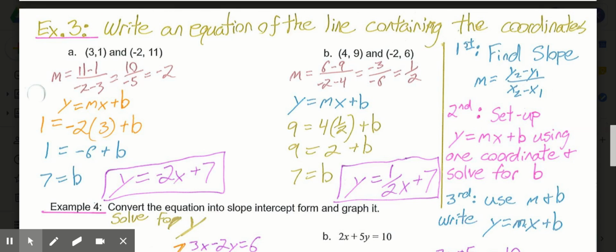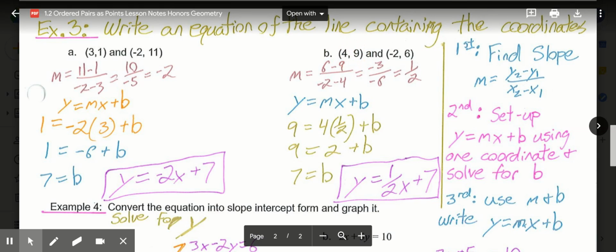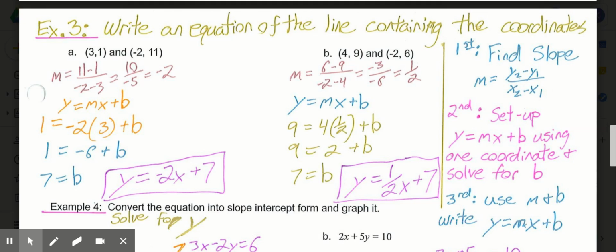Now, because we're dealing with slope, I would advise to leave it as a fraction, not to write it as a decimal. Now, in our next step, we're going to set up the equation in slope-intercept form, plug in the slope, and plug in one set of the coordinates. So in this case, our slope is 1/2, x is 4, and y is 9. So I'm using my first coordinate here. 1/2 times 4 is 2. So 9 equals 2 plus b. Subtract 2 from each side to solve for b, and b equals 7.